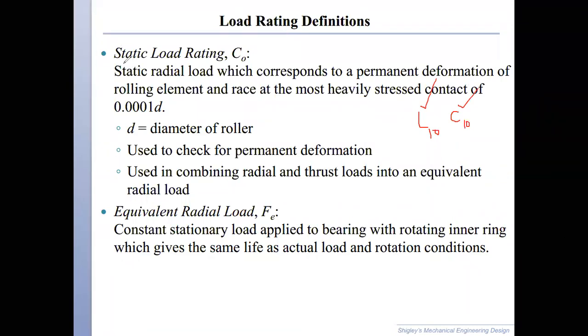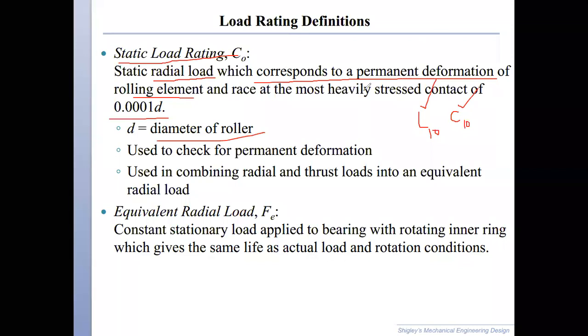One more load we define, that is the static load rating. The static load rating is the static load which corresponds to a permanent deformation of the rolling element. And then we have also given the stressed contact area, which is 0.001 d. Again, d is the diameter of the roller, and it is used to check the permanent deformation.